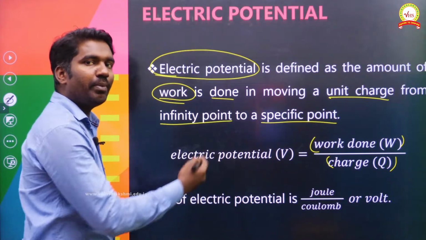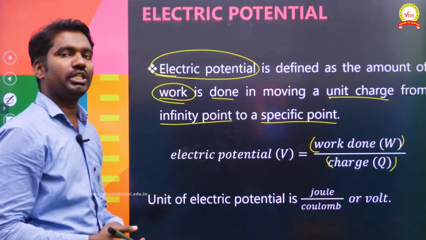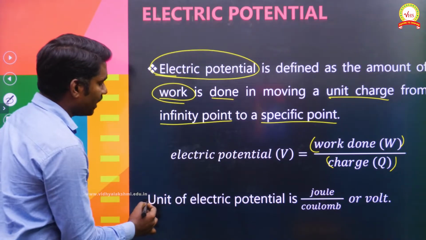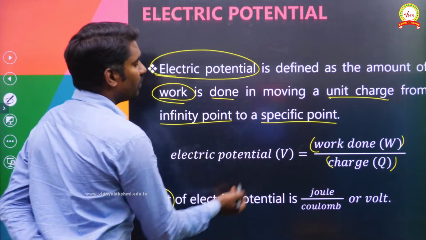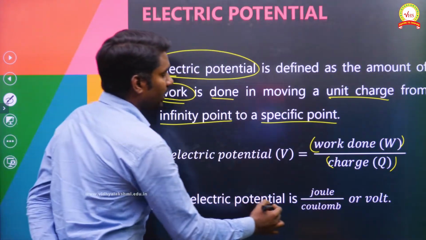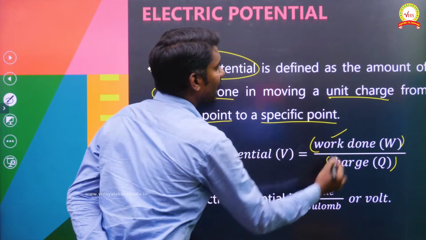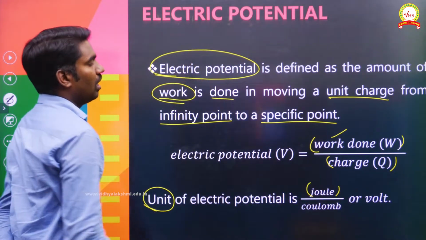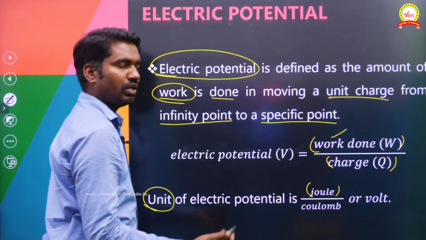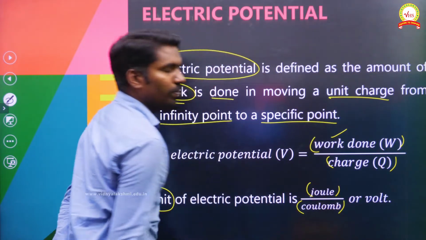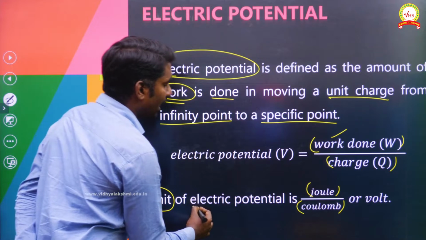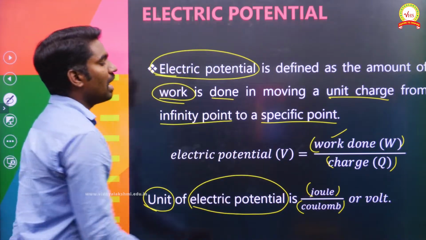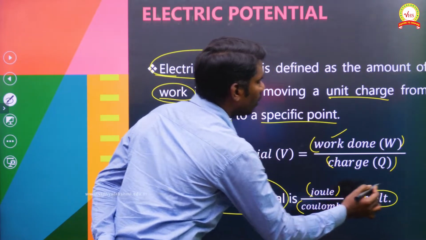Here also we can measure the electric potential. How can we measure it? By using the device called a voltmeter. If you are measuring it, it requires a unit. So what will be the unit of electric potential? In the numerator we have work. What is the unit of work? The unit of work is joule. And in the denominator we have charge. Already we said that the unit of charge is coulomb. So the unit of electric potential is joule per coulomb, or you can write it as volt.